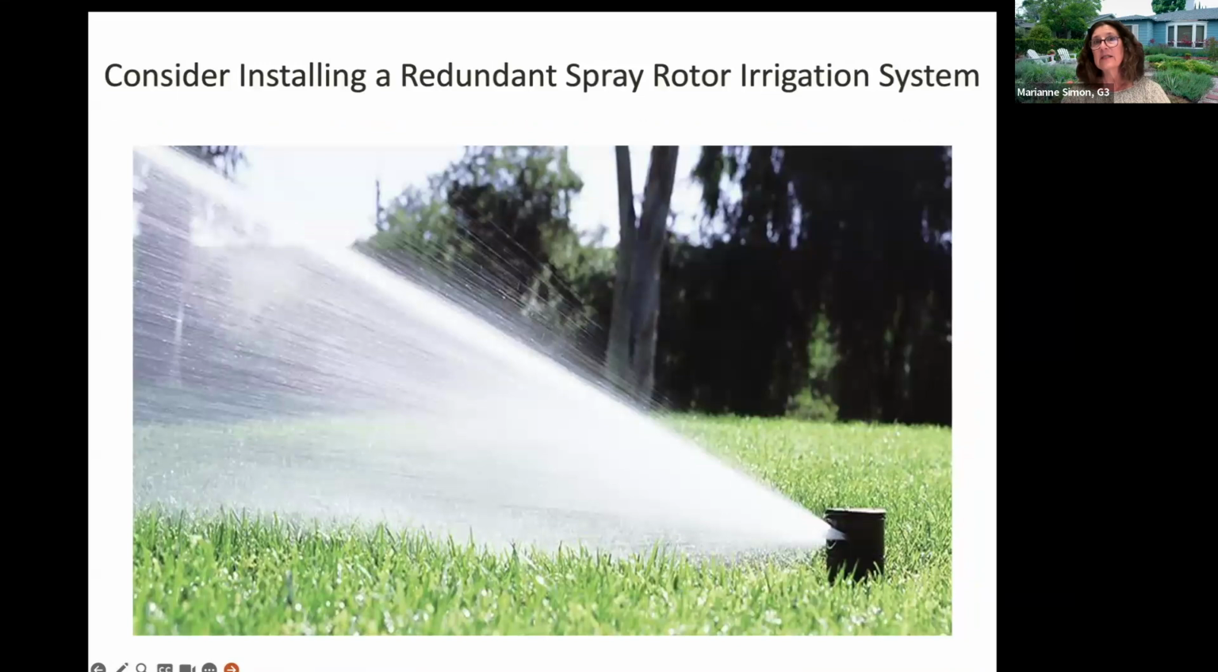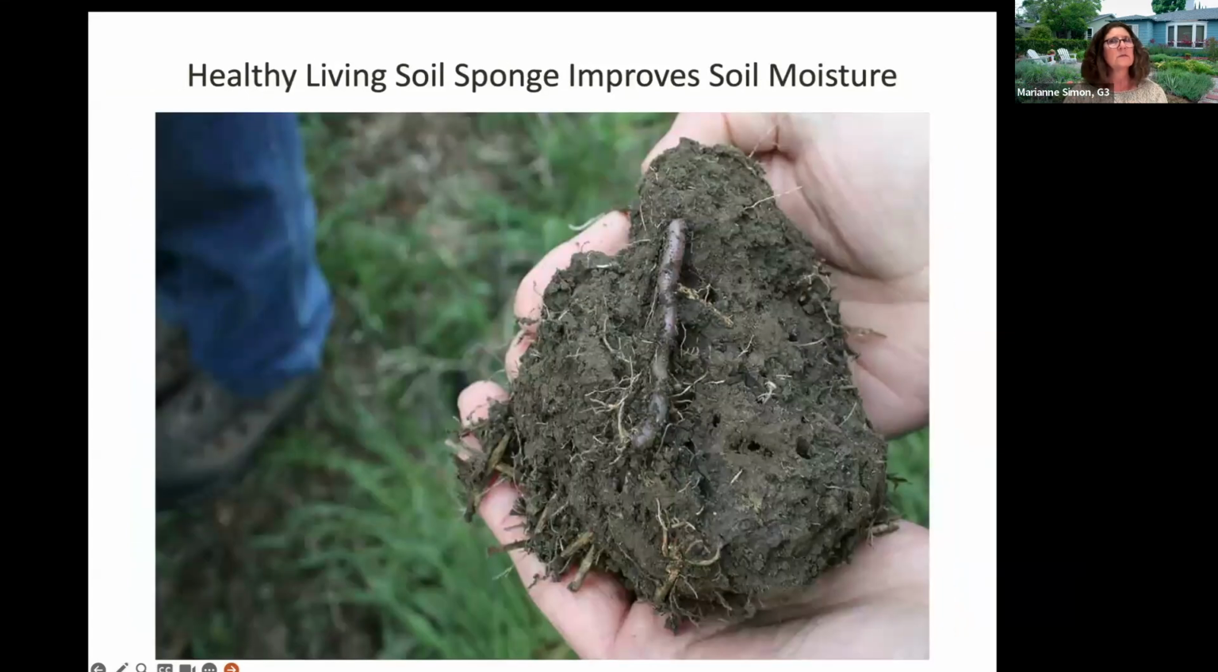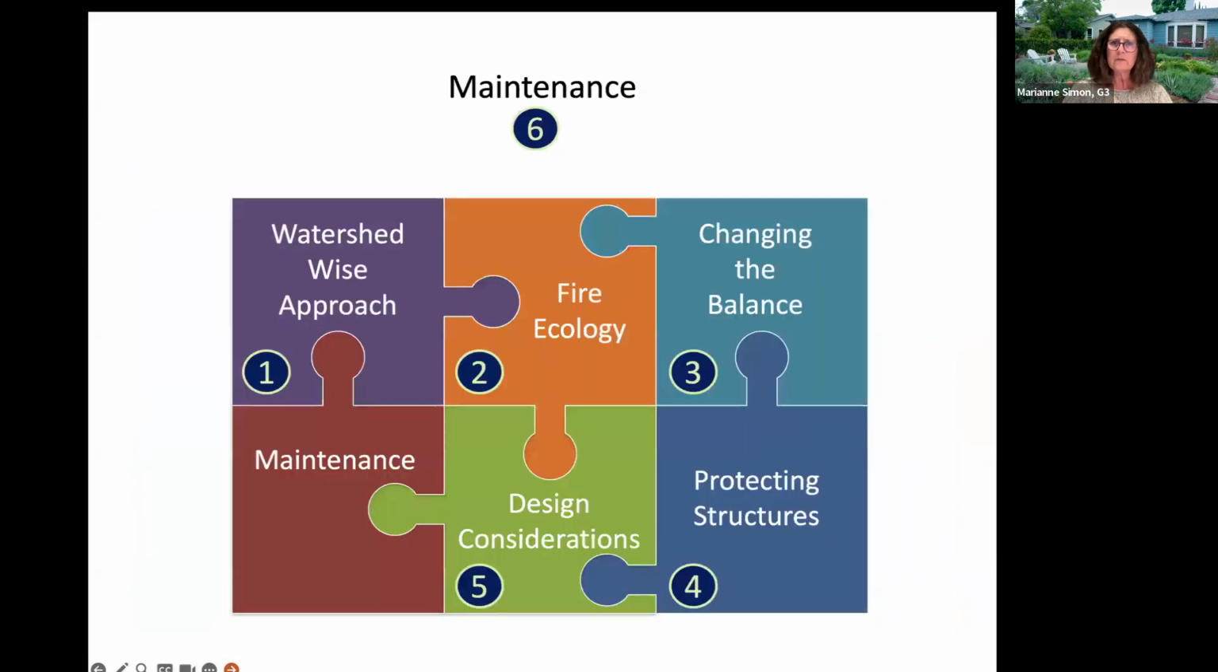Consider installing a redundant spray. It may not be that you use this all the time, but it is there in case of an emergency. And it is especially in that, let's say, 0 to 10 or 15 feet that you have it installed there. We come back again to the importance of the soil sponge.